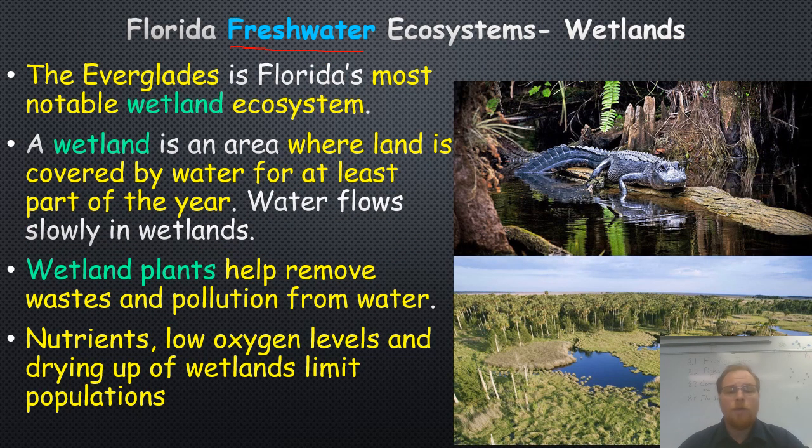Now, we're going to be talking about freshwater ecosystems, and we're going to be talking about wetlands. The Everglades is probably the most notable wetland ecosystem in Florida. Pretty famous. This wetland in the Everglades is an area where land is partially covered for at least part of the year, and water is slowly flowing through this area. So it only has water for part of the year. All the plants that live in the wetlands help remove the waste pollution from the areas before it goes into the ocean or into the drinking water for humans. These plants are basically sucking out all the pollutants and waste, keeping them inside and taking them out of the water. As far as limiting factors, nutrients, low oxygen, and drying up of the wetland can limit the population of organisms in a wetland.